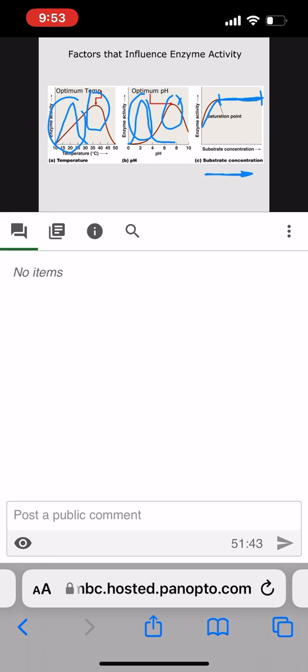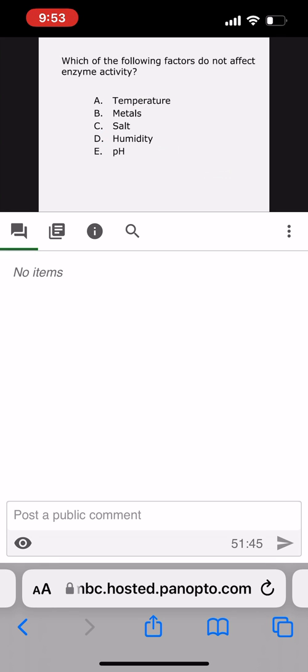Metal was not the answer to the last one. And if I can go back, I said humidity is the answer to this. Humidity does not affect enzyme activity. Metals do.